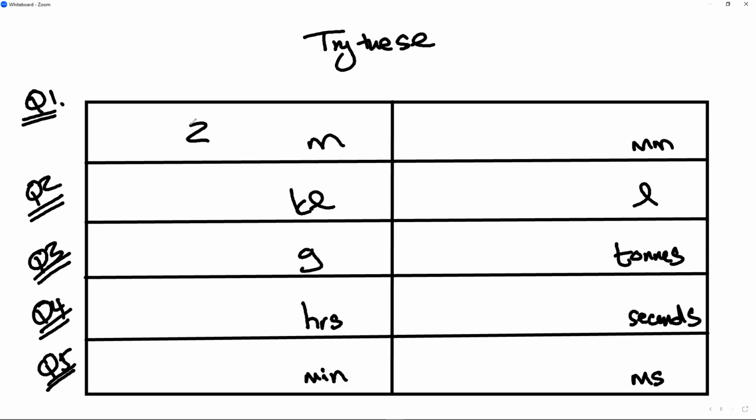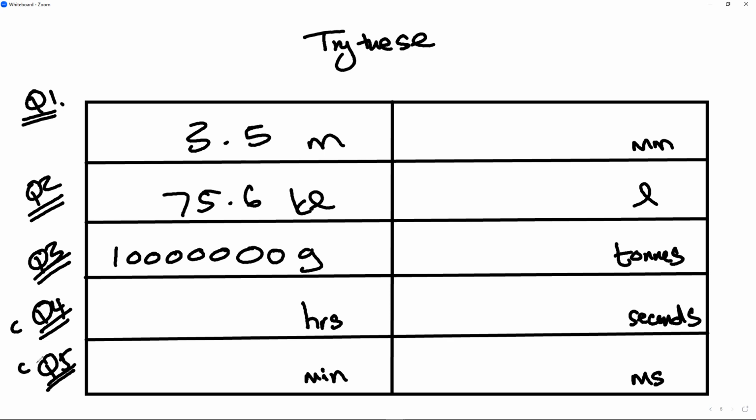All right, let's start with meters. Suppose I've got 3.5. I've got 75.6 kiloliters. I've got 1234567 80 grams into tons. And hours, you've got to use a calculator for these ones. So calculator for question 4 and question 5 maybe. If I've got 3 hours, how many seconds? And if I've got 2 minutes, how many milliseconds?